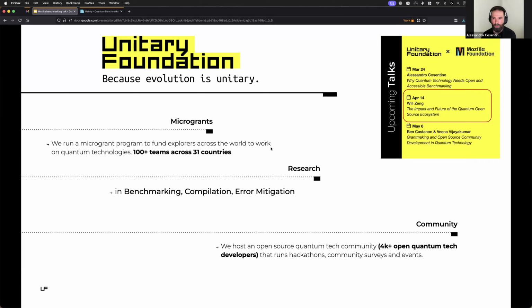But again, about this and other Unitary Foundation related things, there will be 2 more talks. The second one is on April 14 by the Unitary Foundation President, Will. He'll talk about the impact of open source quantum in general on the ecosystem.